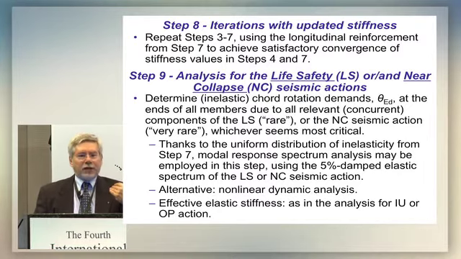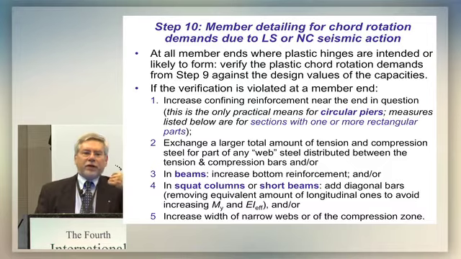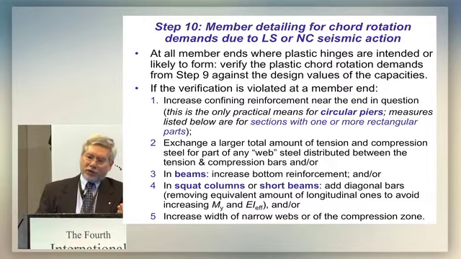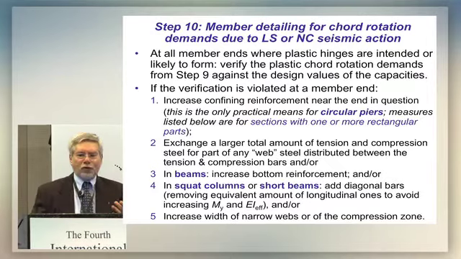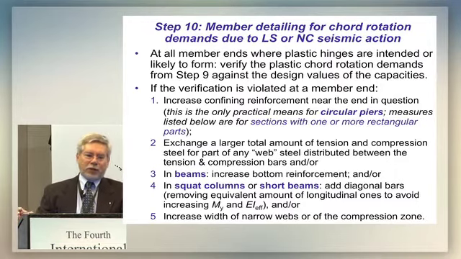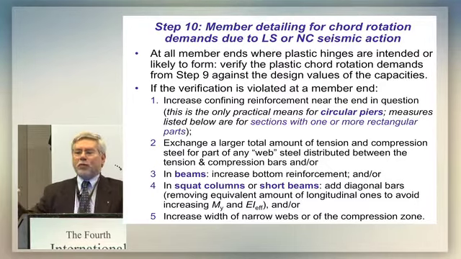And from that linear analysis, we calculate inelastic deformation demands, plastic hinge rotations. And we compare those to capacities. And if the capacities are not sufficient, we increase the deformation capacity. How? By increasing the amount of confining reinforcement, by changing the layout of reinforcement, reducing the reinforcement which is in between the tension and the compression cords, and increasing the reinforcement at the tension and the compression cords. Because the key thing that controls deformation capacity is the compression reinforcement.